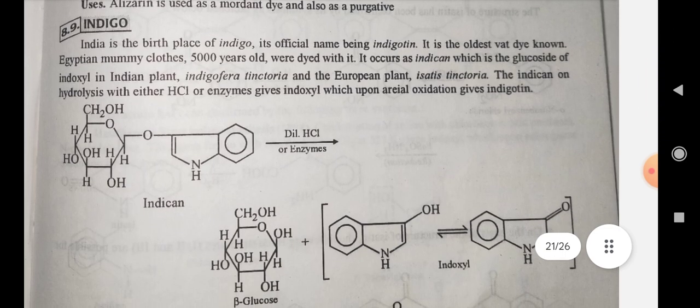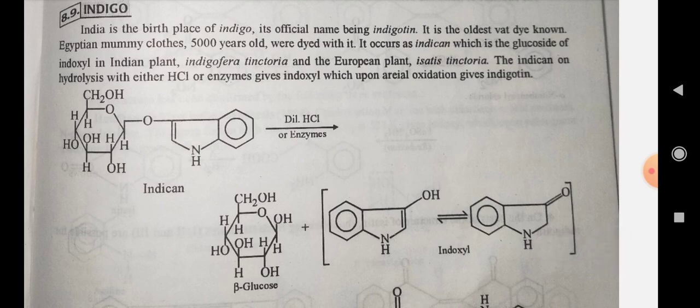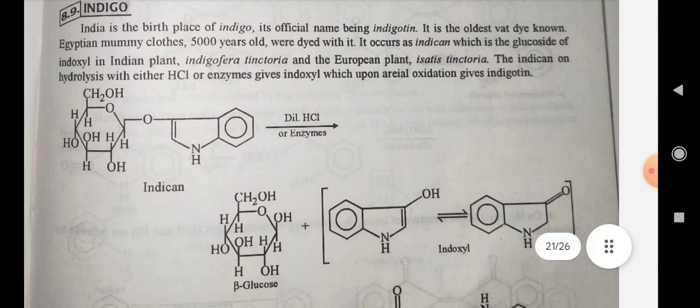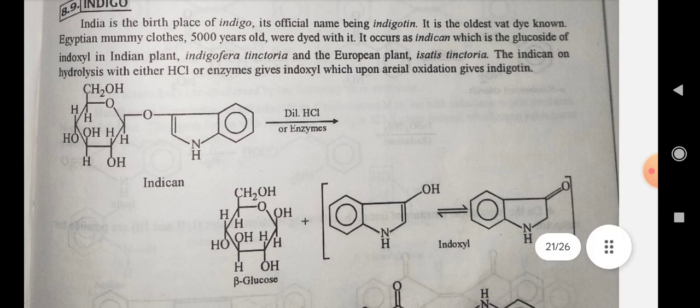Indigo: India is the birthplace of indigo, its official name being indigotin. It is the oldest vat dye known. Egyptian mummies' clothes, 5,000 years old, were dyed with it.